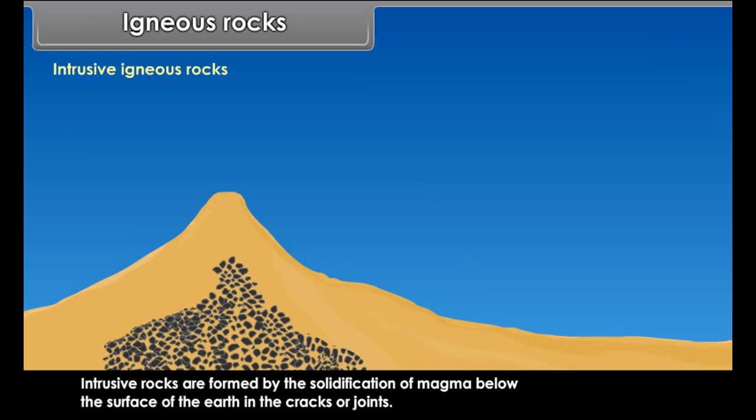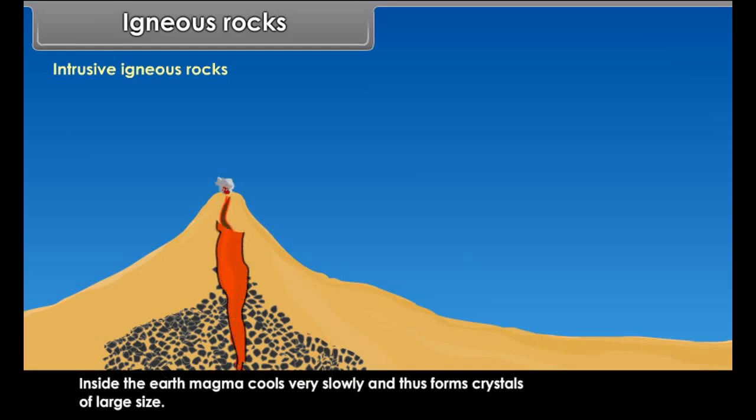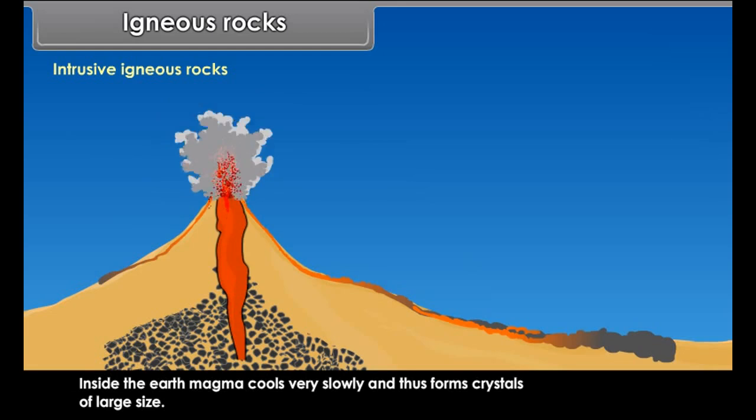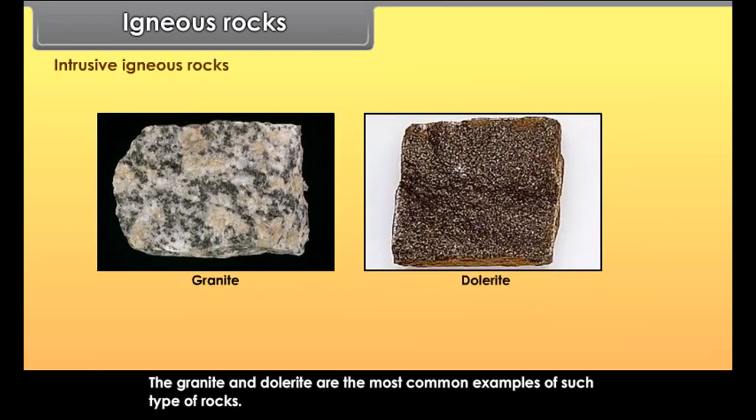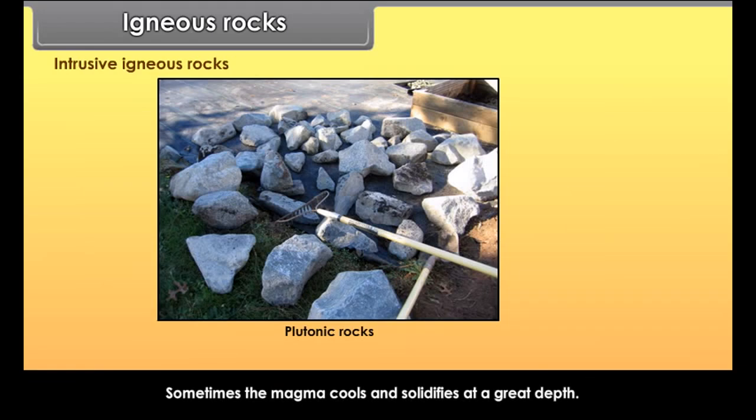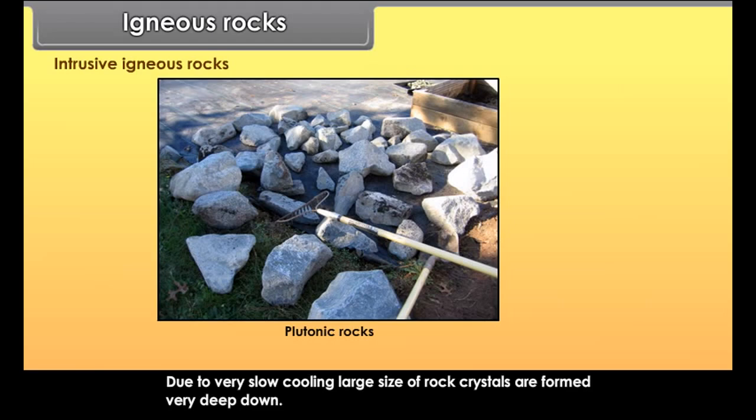Extrusive igneous rocks. During the volcanic eruption, the magma erupts and on reaching the Earth's surface, it gets cool and solidifies. Rocks formed due to the solidification on the Earth's surface are known as extrusive igneous rocks or volcanic rocks. Basalt is a common example of such rocks.